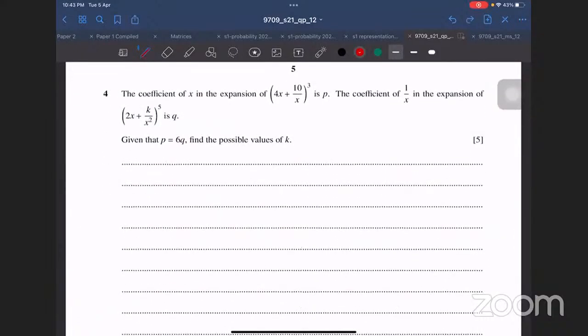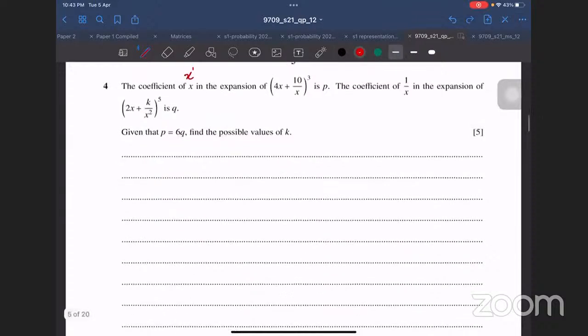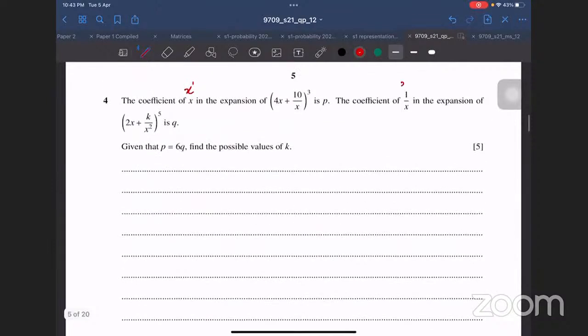Question number 4. This says the coefficient of x in the expansion of this is p. So I'm talking about x power 1. The coefficient of 1 over x, I'm talking about x power minus 1 in the expansion of a different number. So I have 2 different expansions. This is a 5-mark question given that p equals 6q. Okay, let's try solving this.